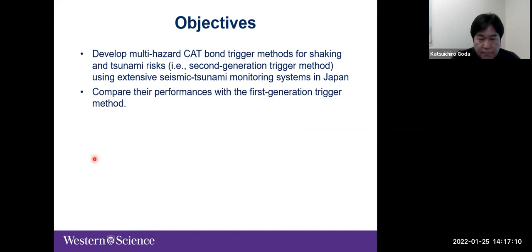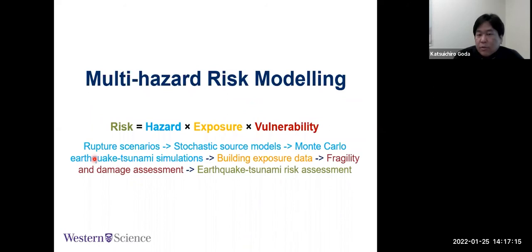So the second part of my talk is just to introduce how I model shaking risk and also the tsunami risk. Because I use the output from this catastrophe model, I thought that I should explain at least some details about this modeling. So the multi-hazard risk modeling I have implemented simply follows the typical PEER framework, the Pacific Earthquake Engineering Research Center's framework, which is also based on the total probability theorem.